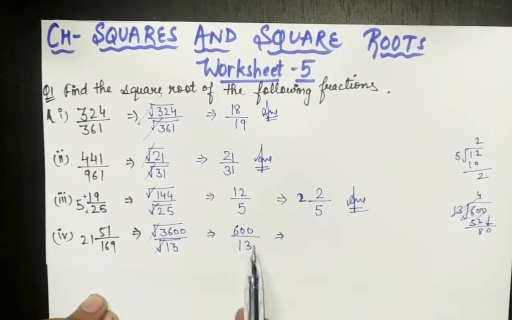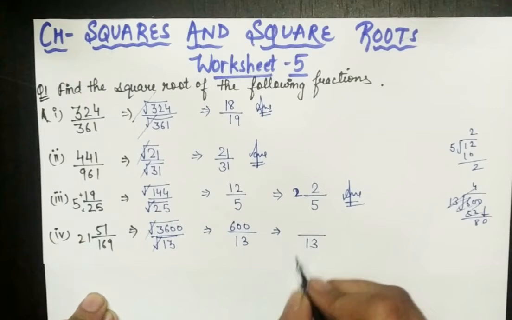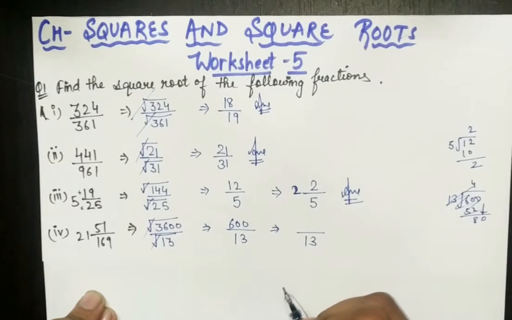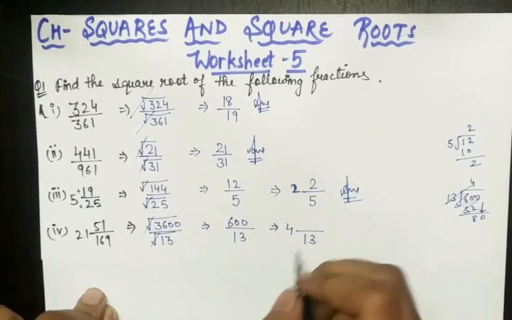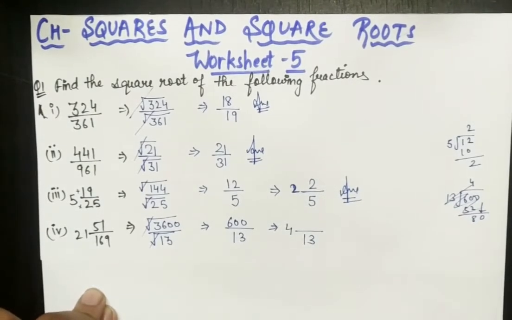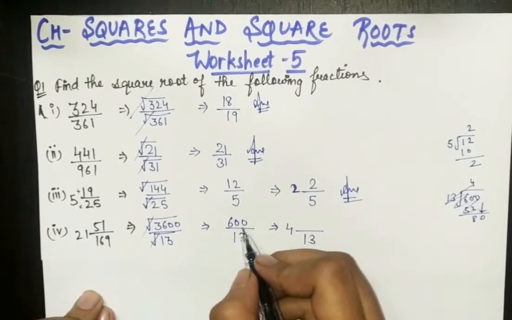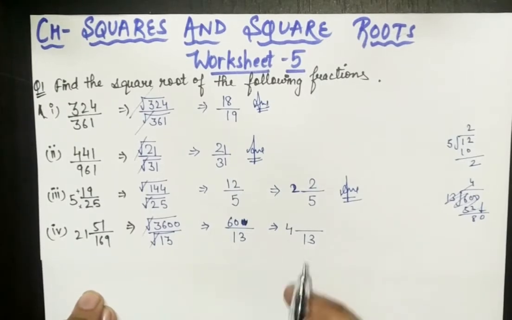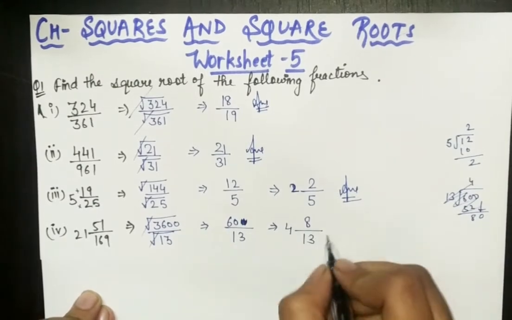How? You all know that 13 will remain 13 here only, and then you want one number closer to 60 in 13's table. That will be 4, that will be 52, means 13 fours are 52, and then you want 8 to make it 60. Sorry, I have made one mistake, that here this will be 60 only, not 600. Now you all know that 13 fours are 52, and then you want 8 to make it 60. You can write 8 here, and that's the answer.